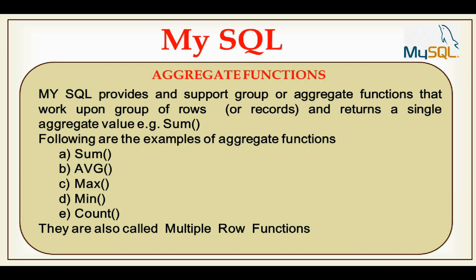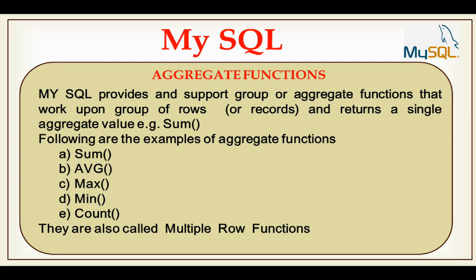For example, some functions we are going to discuss with you in a short while. These functions will help you to write various types of MySQL queries also. The following are the aggregate functions which we are going to discuss in this chapter: sum, average, max, min, and count. Such functions are also called multiple row functions because they are applied on a group of rows and records, and they return a single value.